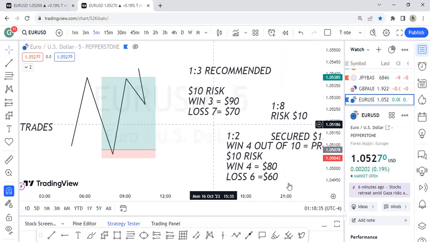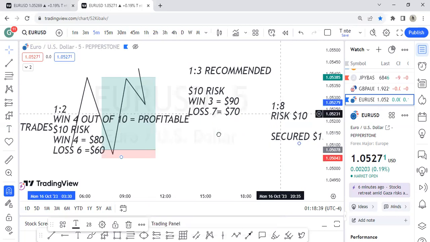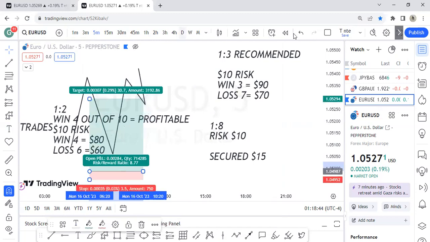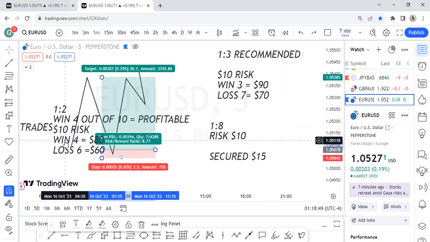Remember the goals we're talking about. You're targeting 1:8, and then you take partial at what? At 1 is to 3, right? You take half of your profit at 1 is to 3. So doing that simply means that you have secured $15 out of each trade.